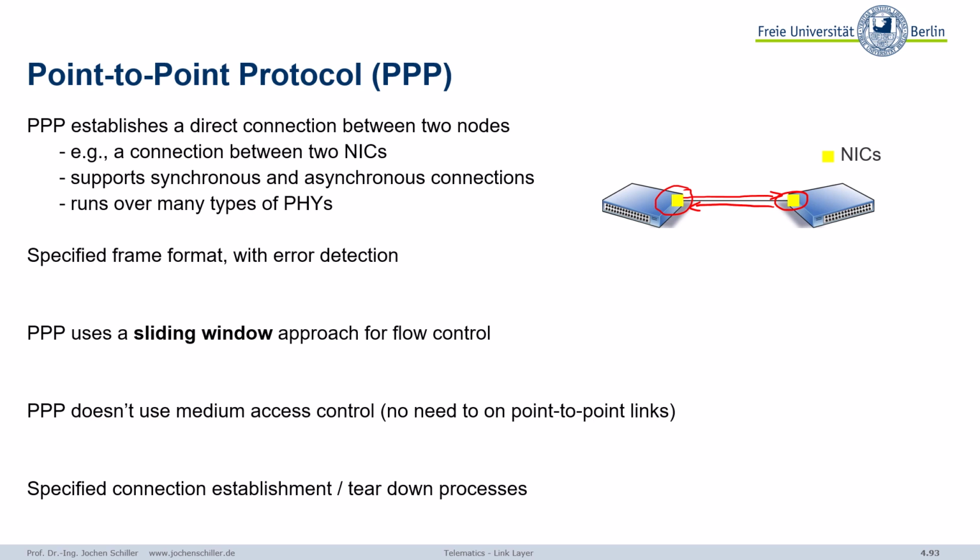Here in PPP, we'll see we use the now well-known sliding window protocol for flow control, but we do not need medium access control. We all know why. MAC is not important. We only have one sender, clearly one receiver, and the other way around, one sender, one receiver. So there is no third node. So there's no need for medium access control on point-to-point links. But what we do need is special processes for establishment of connections and for tearing down connections. We may need authentication methods, etc.